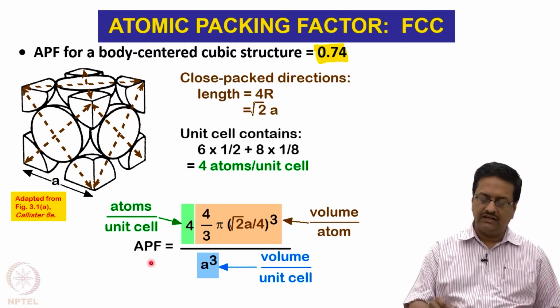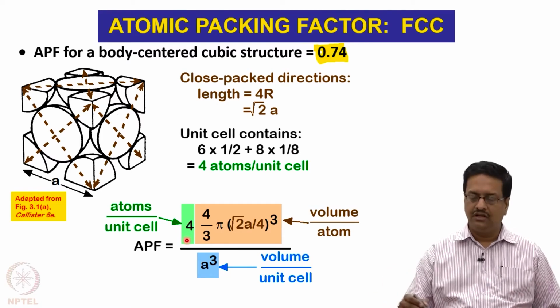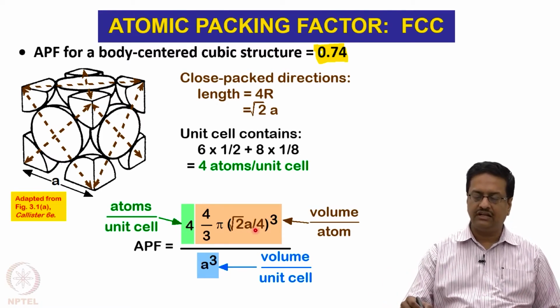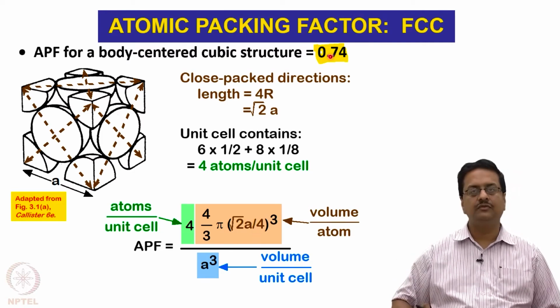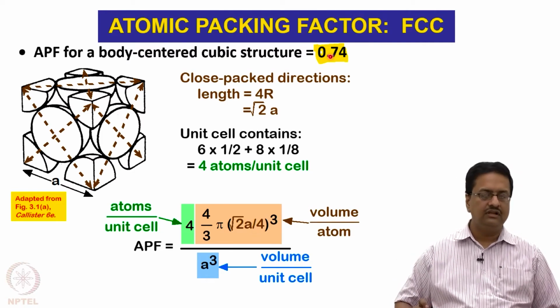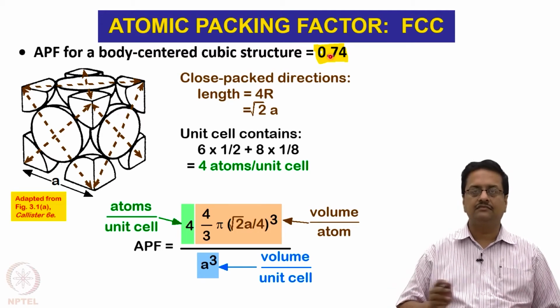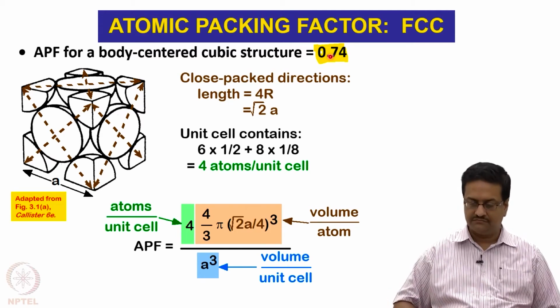Then we calculate atomic packing factor again in the same manner, 4 into 4/3 pi r cube, here r equal to √2a by 4. So then if you compute, this turns out to be 0.74. So this is the maximum that one can have in case of these 3 different packings.